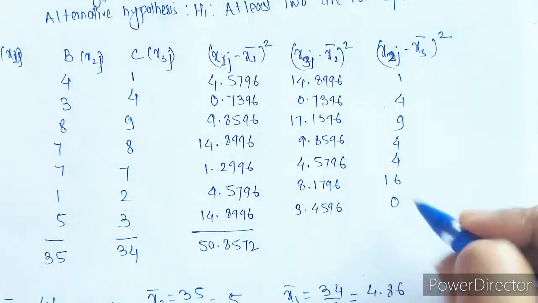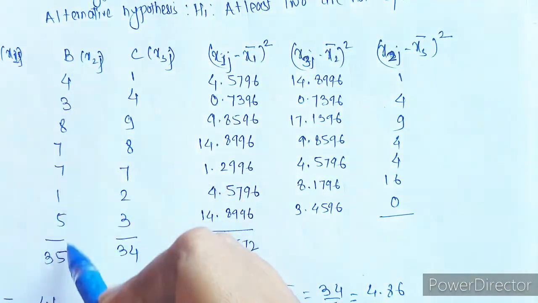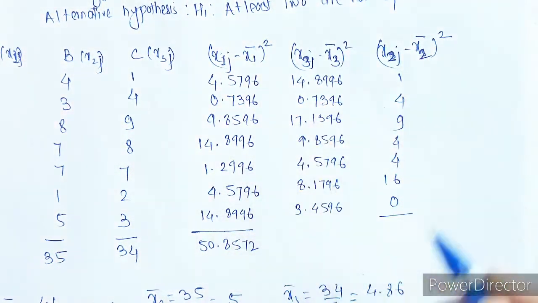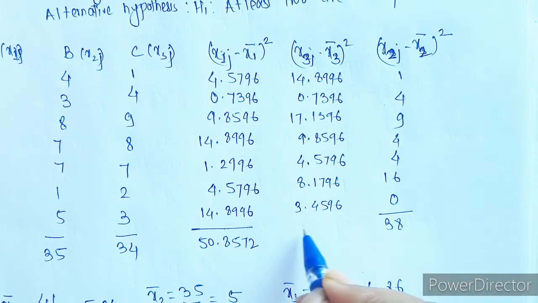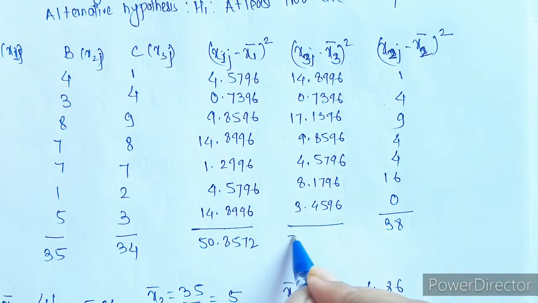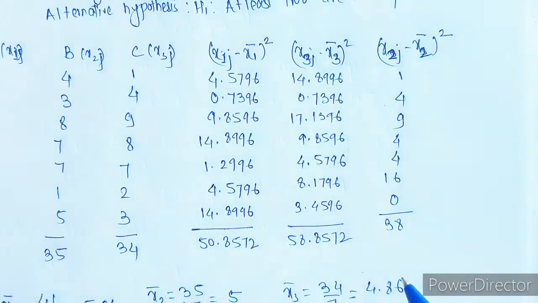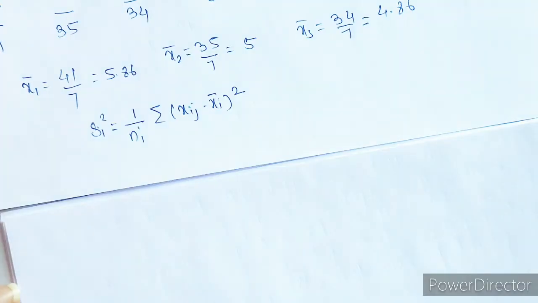The sum of the first one is 50.8572. This is the second one, x2j minus x2 bar of the hospital B, and this is x3 bar. Okay. So the sum of this is 38 and the sum of the last one is 58.8572. Now we have to calculate standard deviation.